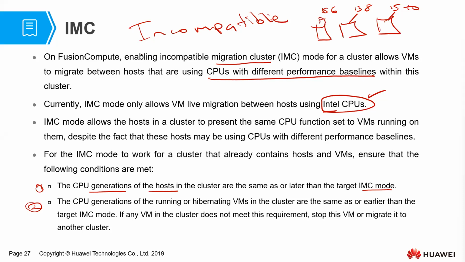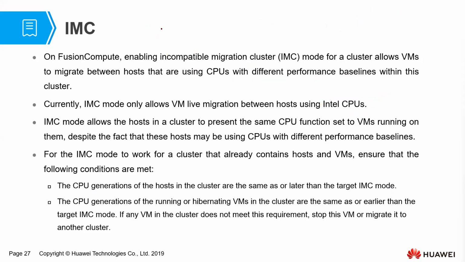So basically what IMC does, it helps us to be able to migrate virtual machines from one CPU performance host to another, thus eliminating the incompatibility of different virtual machines and different CPUs with different performance baselines or generations.